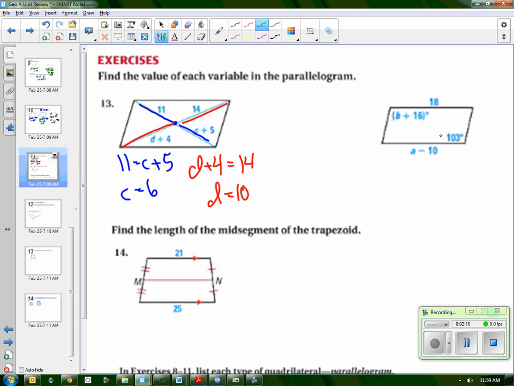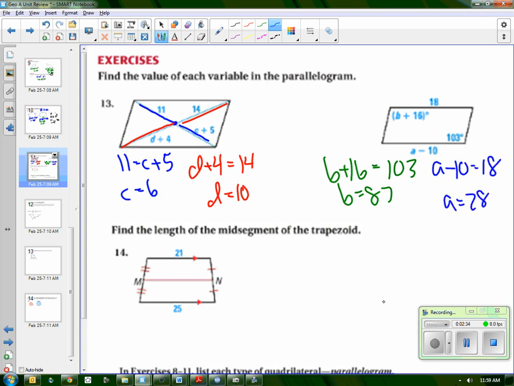Here we have another parallelogram, and you should know that opposite angles of a parallelogram are congruent. b plus 16 equals, is that 103? I think it's 103, which means that b is going to be 87. And then opposite sides of a parallelogram are also congruent. a minus 10 is 18, so a is 28. So opposite angles and opposite sides of a parallelogram are congruent.